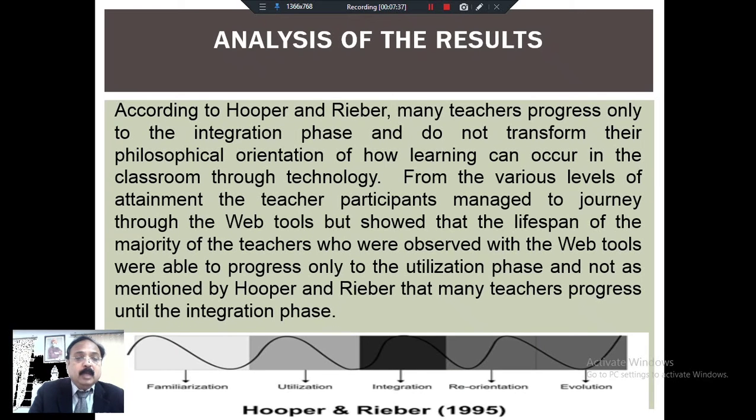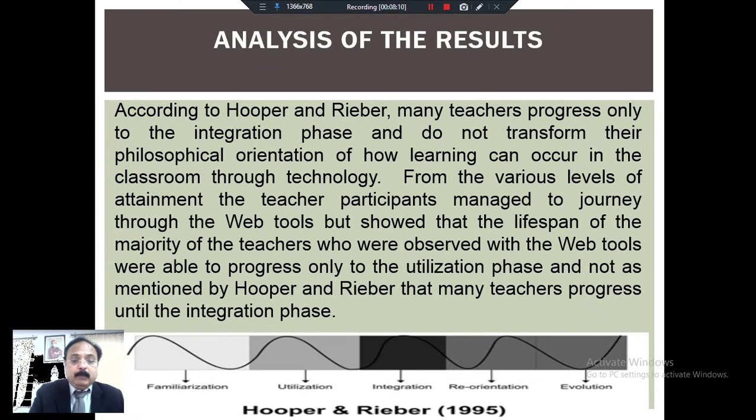This is because, according to Hooper and Reber, many teachers progress only to the integration phase and do not transform their physiological orientation of how learning can occur in the classroom through technology. From the various levels of attainment, the teacher participants managed to journey through the web tools, but showed that the majority of the teachers who were observed with the web tools were able to progress only to the utilization phase, and not, as mentioned by Hooper and Reber, that many teachers progress until the integration phase.